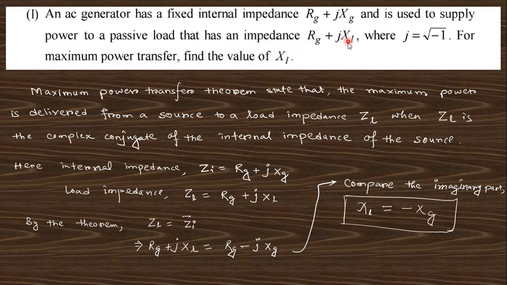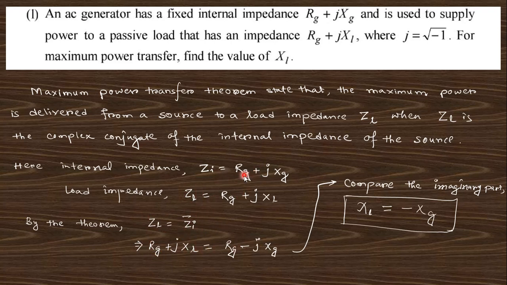Next. An AC generator has a fixed internal resistance and is used to supply power to a passive load that has an impedance like this. So this is an internal impedance and this is a load impedance. For maximum power transfer, from the maximum power transfer theorem, the maximum power can be transferred from the generator to the load when the load impedance is the complex conjugate of the internal impedance.